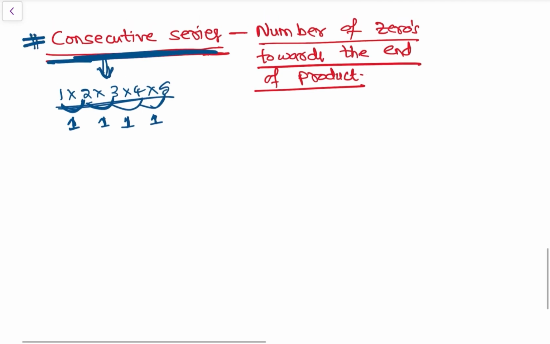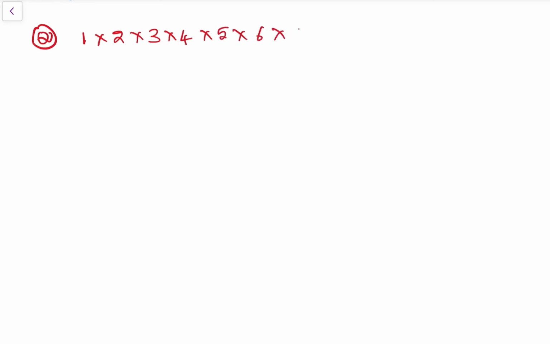So this is the second concept. So consecutive series आया तो number of zeros towards the end of product कितना आया था. So let's do a question. The question is the number of zeros towards the end of the product of 1 into 2 into 3 into 4 into 5 into 6 into 7 into 8 into 9 into 10.